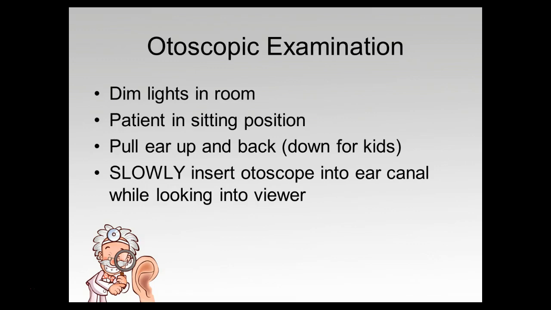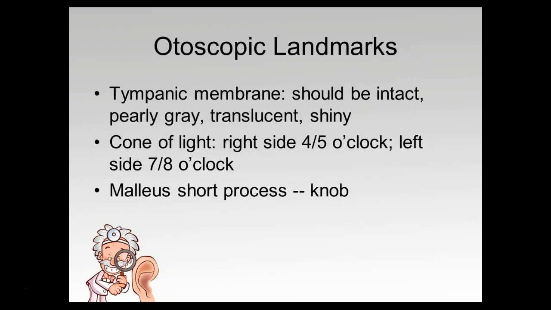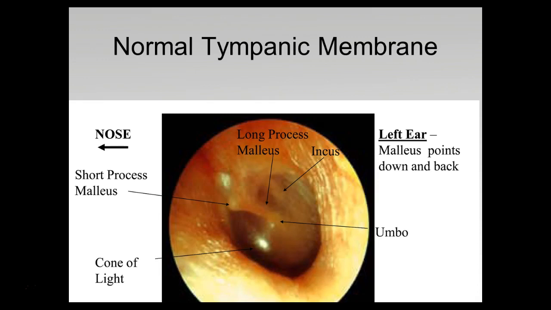Patient should be in a sitting up position, and you're going to pull the ear up and back for adults, down and back for kids. Slowly insert the otoscope into the ear canal while looking through the viewer. The tympanic membrane, as mentioned before, should be intact, pearly gray, translucent, and shiny. You should be able to see a cone of light and the malleus, one of the inner ear bones. This is an example of the normal tympanic membrane. You'll notice the short malleus process is on the side where the nose is. You'll see the nice cone of light.